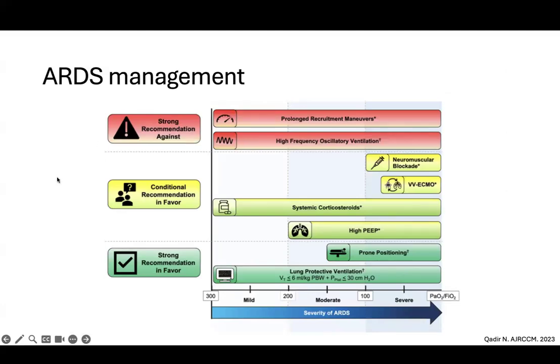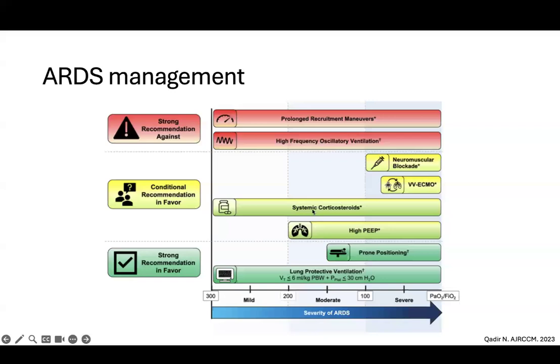So how do we manage ARDS? This is how we do lung protective ventilation, proning. We use a high PEEP strategy, and we use systemic corticosteroids as well. So we can use VV ECMO. I'm sorry for the car noise in the background. So we can use neuromuscular blockade and VV ECMO as well.